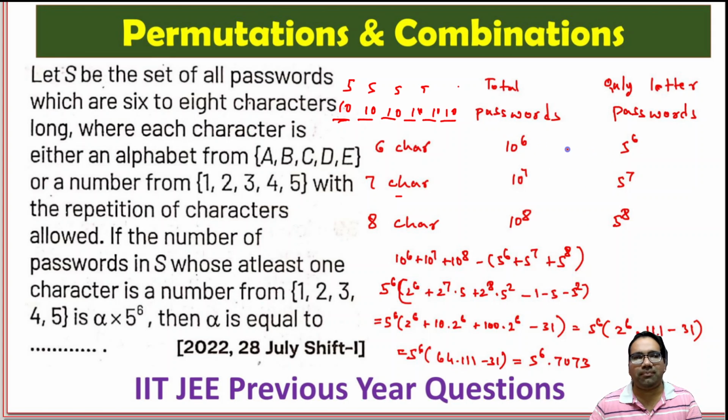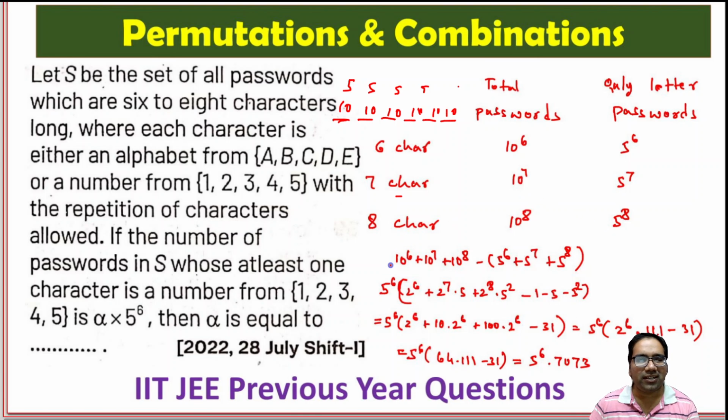What does that mean? The total passwords minus the only-letter passwords will give us all the passwords which have at least one number. Only 5 power 6 passwords will have all letters, and whatever is beyond this 5 power 6 within the 10 power 6 will have at least one number. They can have more numbers or it can be all numbers, but at least one number, because we are removing all the only-letter passwords. So this set is 10 power 6 plus 10 power 7 plus 10 power 8 minus (5 power 6 plus 5 power 7 plus 5 power 8).